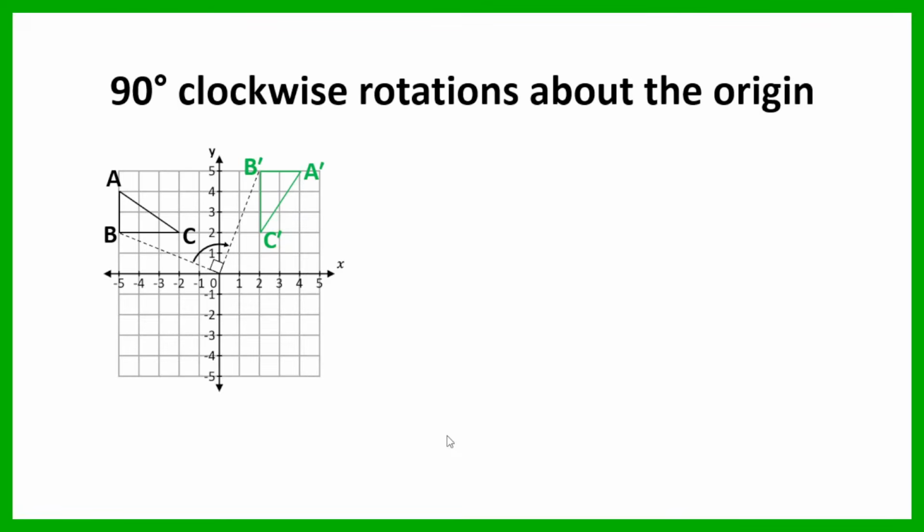Okay, then we had rotations. Rotations are where you're turning your point or your shape around on the Cartesian plane around a particular center of rotation. We only dealt with rotations where the center was the origin, and we only did 90-degree or 180-degree rotations as well. So here we've got a 90-degree rotation in a clockwise direction.